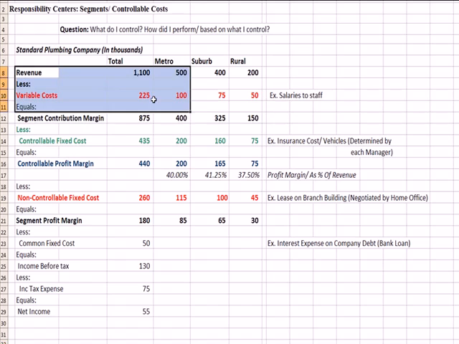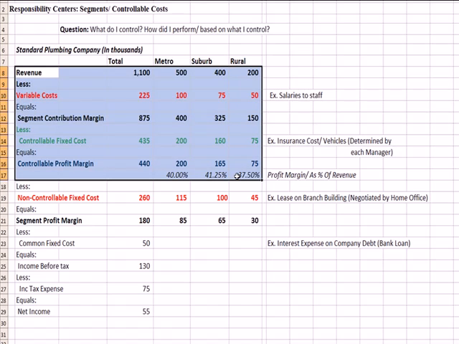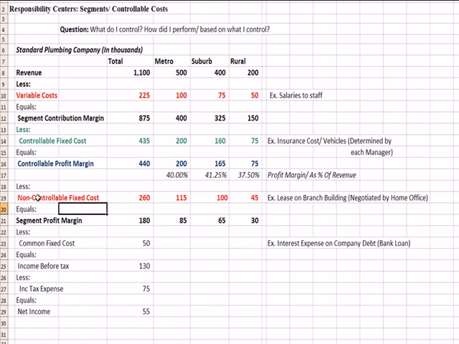So far we've just talked about what each manager of the segments controls. The next step is to subtract off things that they don't control. For example, let's say there's a lease that's negotiated by the home office for each building for metro, suburban, rural. Those managers don't control the terms of the lease. They're negotiated by headquarters. So these three costs in red are fixed costs that the manager does not control. We subtract that line in red to come up with the segment profit margin, the profit margin for the segment.